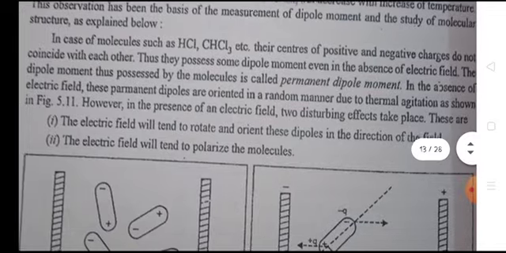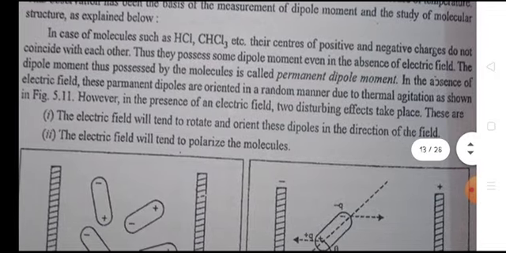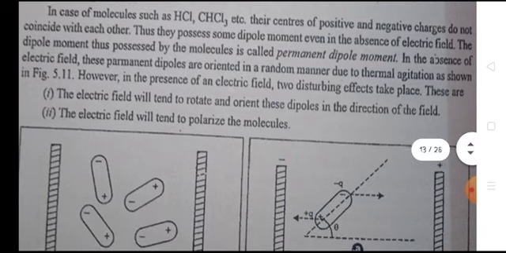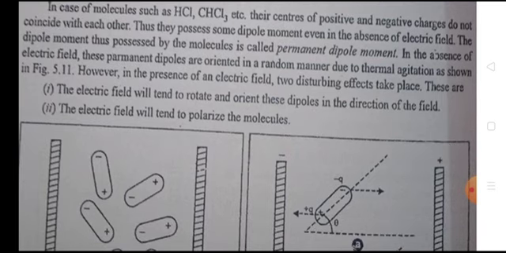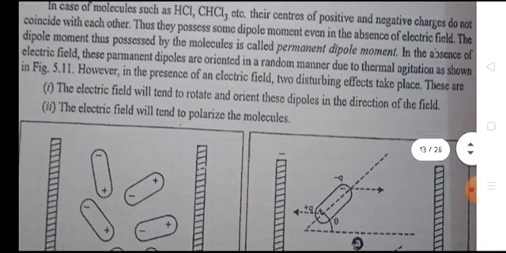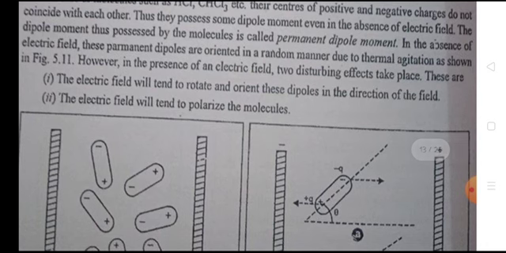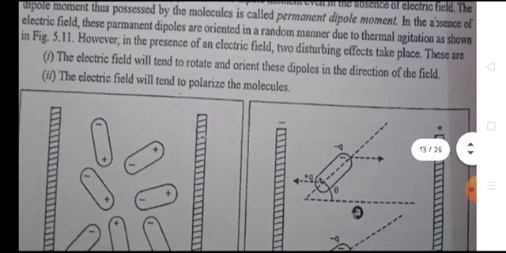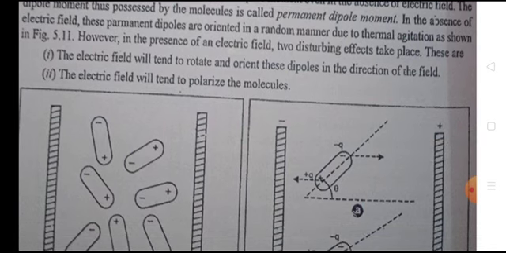In case of molecules such as HCl, CH3Cl, etc., their centers of positive and negative charge do not coincide with each other. Thus, they possess some dipole moment even in the absence of an electric field. The dipole moment thus possessed by the molecule is called permanent dipole moment. In the absence of an electric field, these permanent dipoles are oriented in a random manner due to thermal agitation, as shown in figure 5.1. However, in the presence of an electric field, two effects take place.